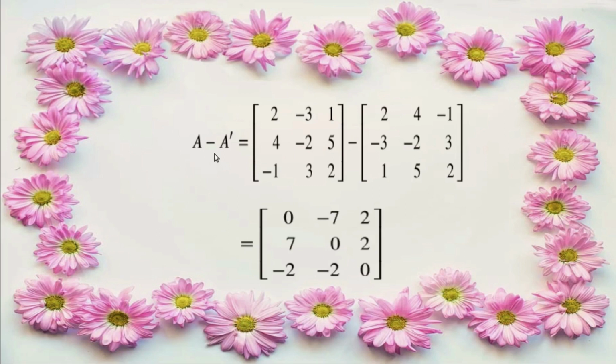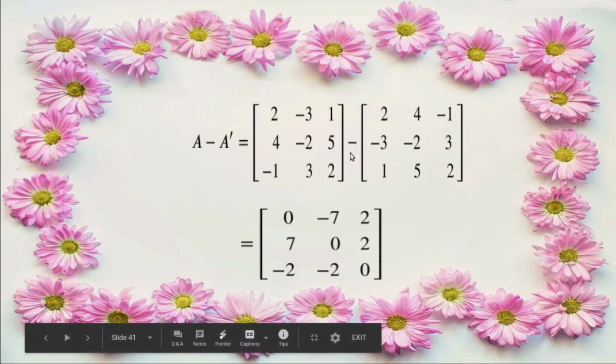A minus A transpose. 2 minus 2 is 0, -3 minus 4 is -7, 1 minus -1 is 1 plus 1, which is 2. 4 minus -3, that is 4 plus 3, is 7, -2 minus -2 is -2 plus 2, which is 0, 5 minus 3 is 2. -1 minus 1 is -2, 3 minus 5 is -2, 2 minus 2 is 0. This is A minus A transpose.